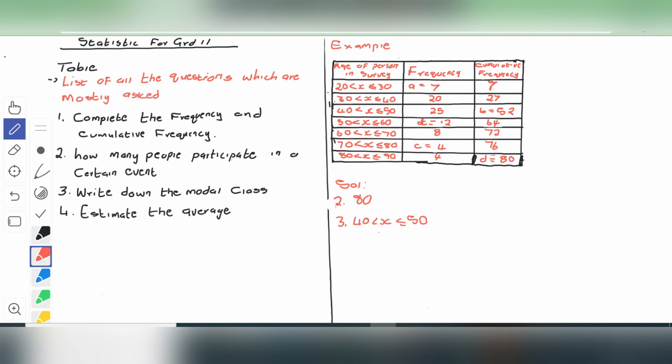Because now we can see that the highest frequency is 25. And the interval of 25 is what? It's 40 to 50.